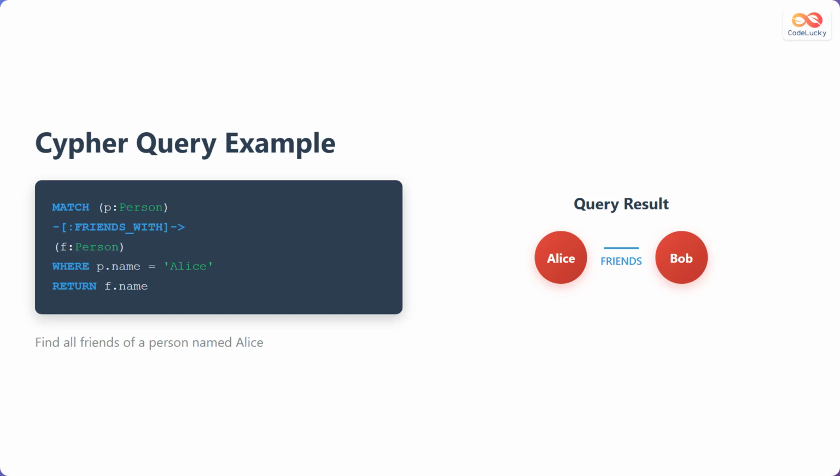Let's look at a Cypher query example. Cypher is a query language used by Neo4j. The code block shows a query that matches people labeled as Person, who are friends with other people also labeled as Person. It filters the results to find friends of a person named Alice, and then returns the names of those friends. Visually, Alice is connected to Bob by a friend's relationship, representing the query result.